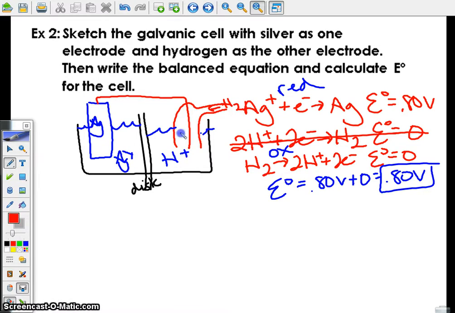Okay? Now let's label, which one's the anode? Hydrogen, because oxidation always occurs at the anode, meaning the silver is the cathode. And so the electrons go which way? To the left. So make sure you show which way they go, because that's part of it. And then the last thing I really need to do is balance my redox reaction by multiplying the silver through by 2.